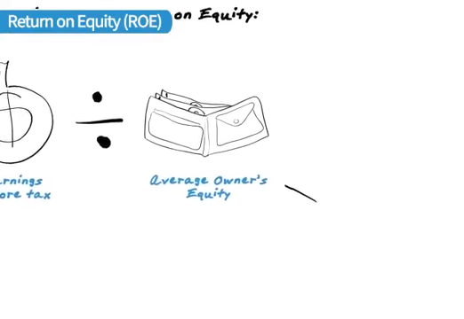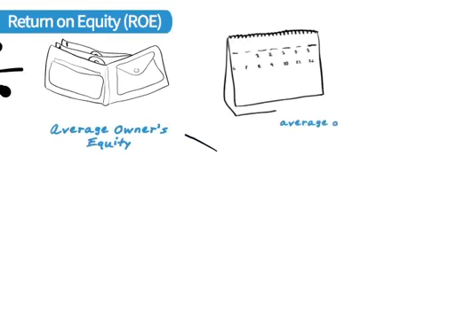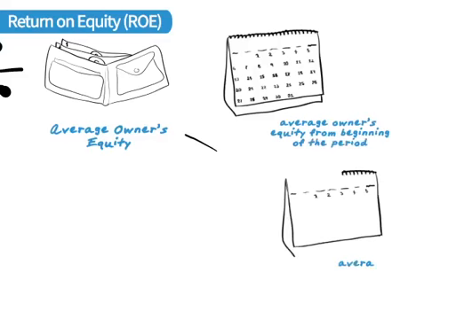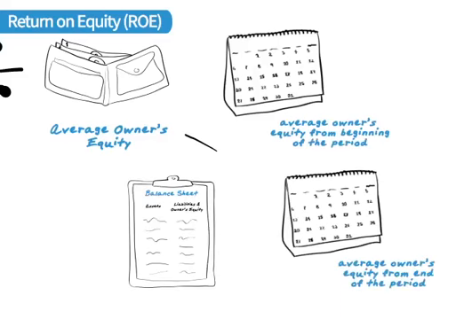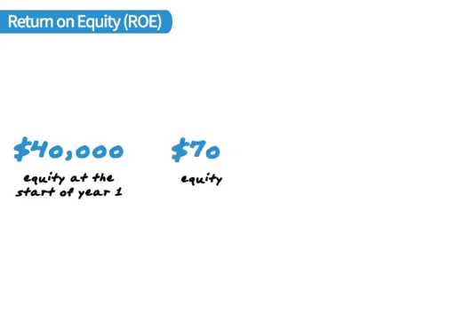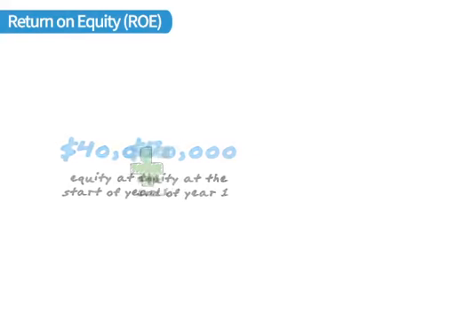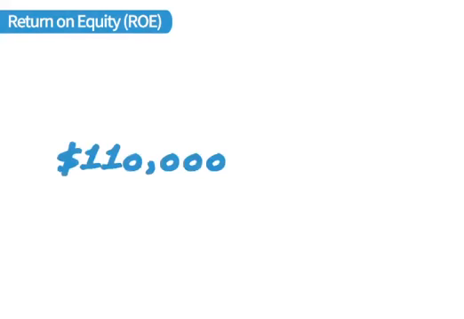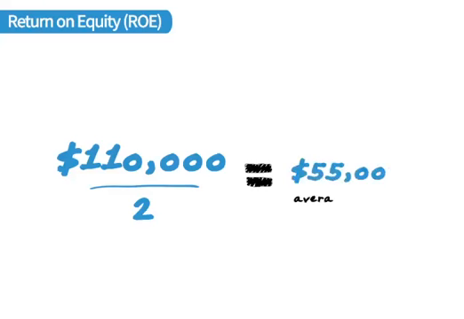Your average owner's equity can be found by taking the average of your owner's equity from the beginning and end of a period. The owner's equity is found on the balance sheet. For example, if your equity was $40,000 at the start of year 1 and $70,000 at the end, you'd simply add those two numbers to get a total of $110,000 and divide it by 2, the number of periods you're comparing, to get $55,000 in average owner's equity.